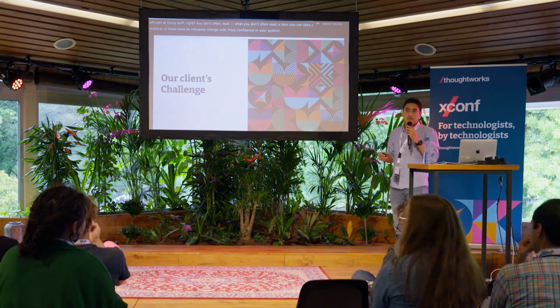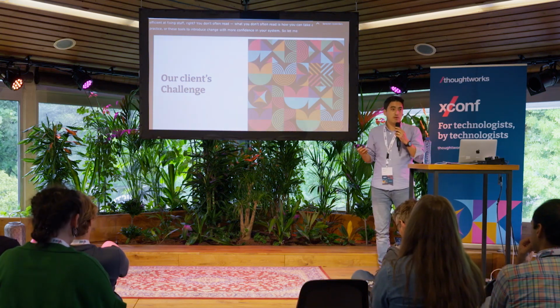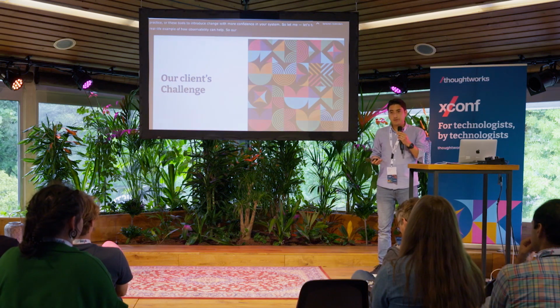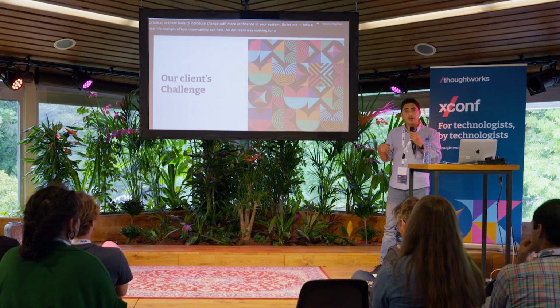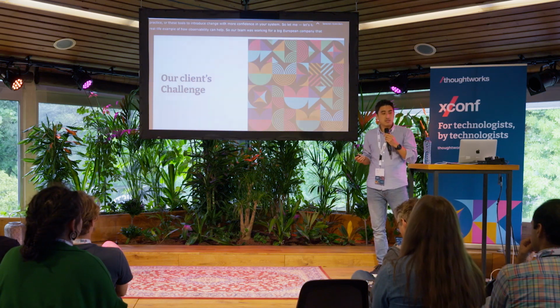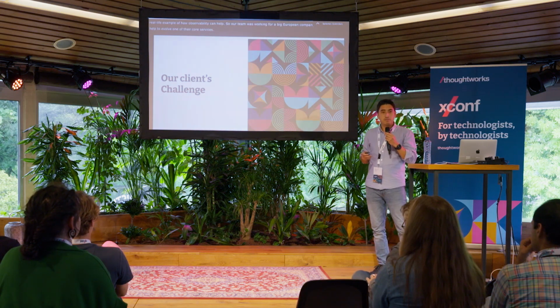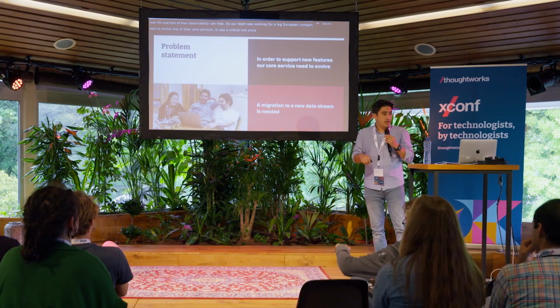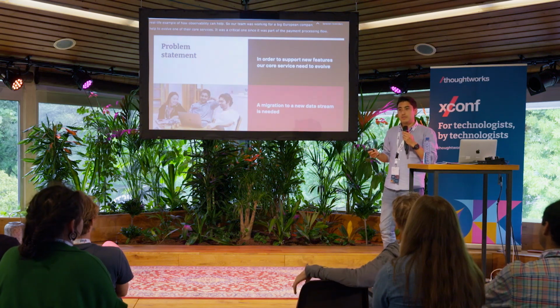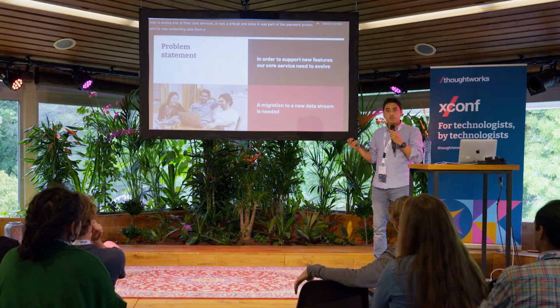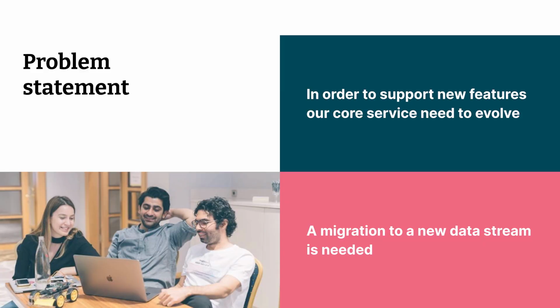So let's take a look at a real-life example of how observability can help. So our team was working for a big European company that asked us for help to evolve one of their core services. And it was, in fact, a critical one, since it was part of the payment processing flow. And this service was consuming data from a Kafka topic that was going to be deprecated. And in order to support new features and to keep up with the business domain, this service needed to evolve, and a migration was needed.